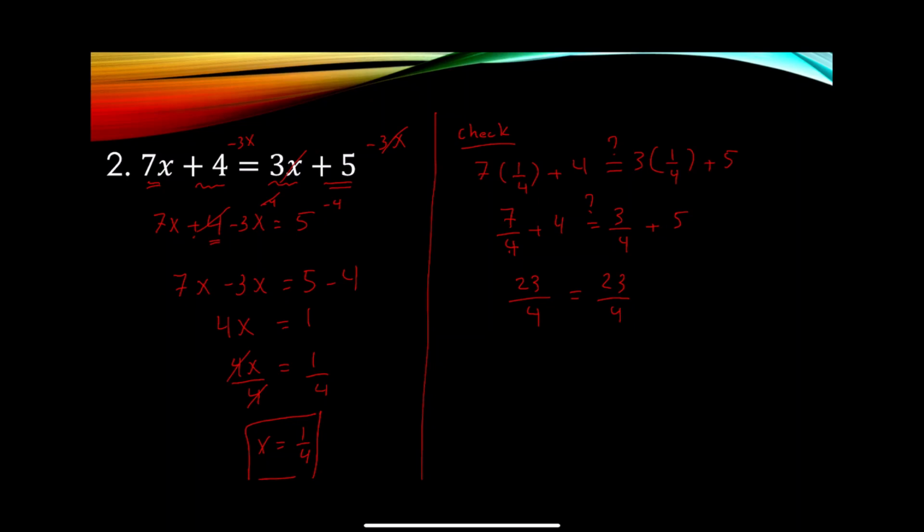In order to give you a shortcut, ask yourself, 5 can be written as what over 5, which is 20 over 5. Over 4. Now if you add 3 plus 20, it will be 23 over 4. And to do the same here, 4 can be written as 16 over 4. 7 plus 16 is 23 over 4. So both sides are equal. So the answer is 1 over 4.